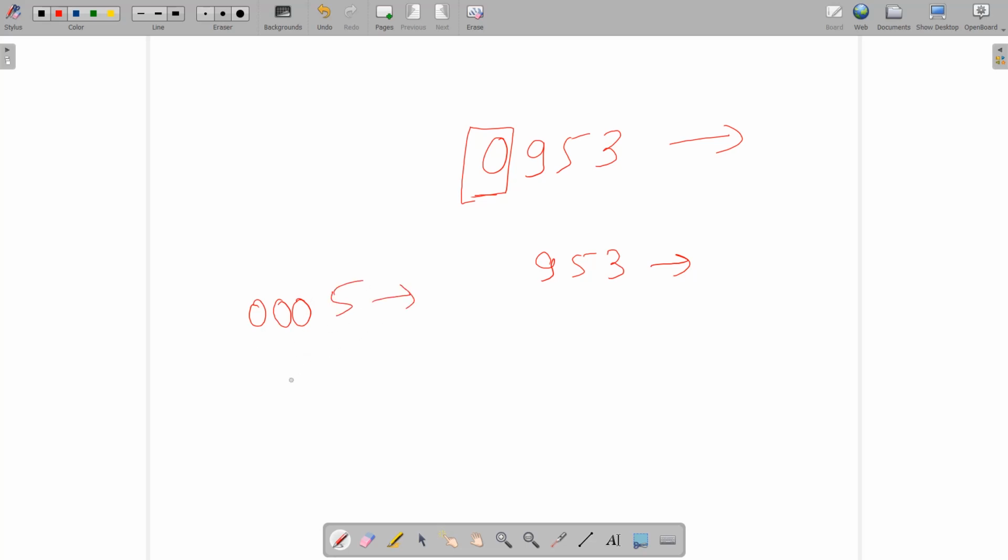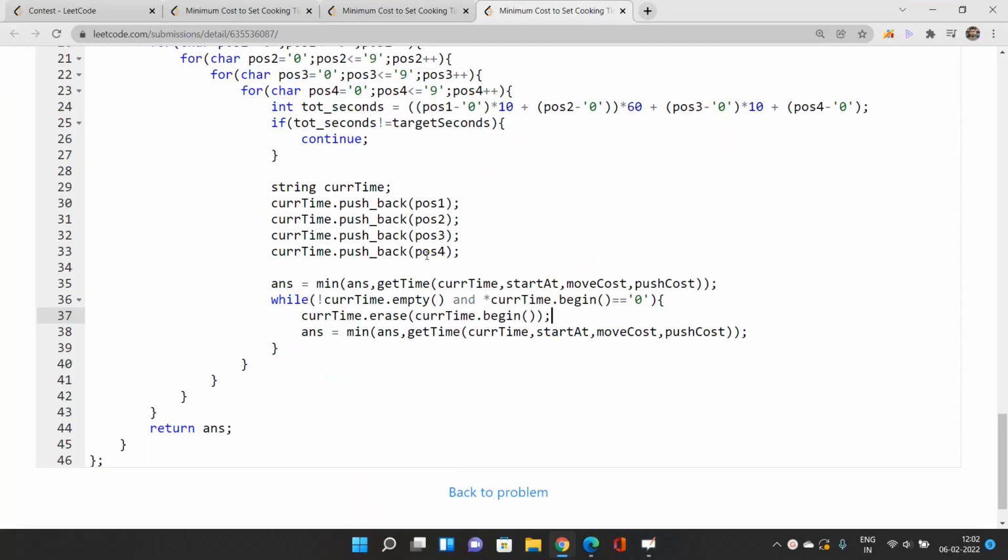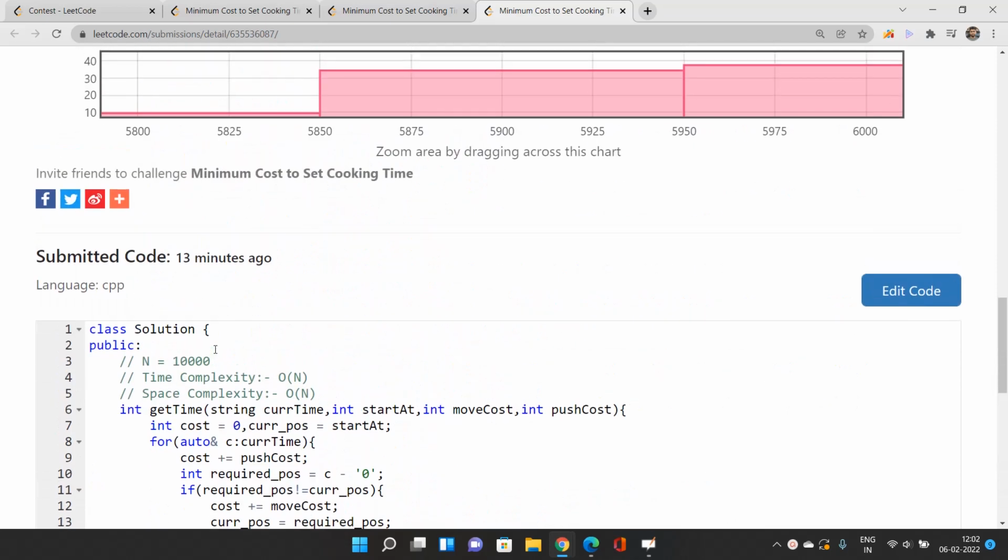There can be the possibility that 005 is also a valid string, 05 may be a valid string, 5 may be a valid string. So we will pop out each of the leading zeros and check. If this is a valid string, then we are going to proceed further. So I'm going to pop out every zero present over there, find out the minimum cost, and minimize that. That's why I'm taking the minimum, and finally return the answer.